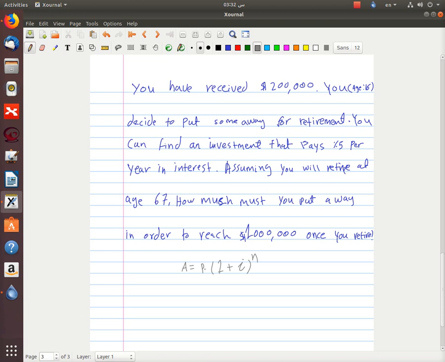Now here it says you have received 200,000, right? So this is the first number you face in this problem. You mark it like this. Is it something like A? No, this is not the future, because you have received it in the past.